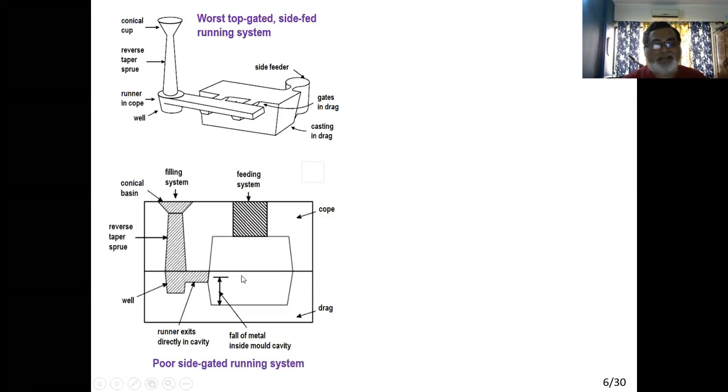And this is the side gated system. Again, liquid metal is poured from the side or parting line.